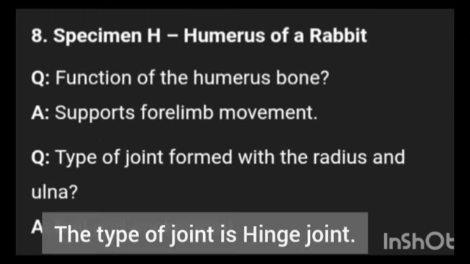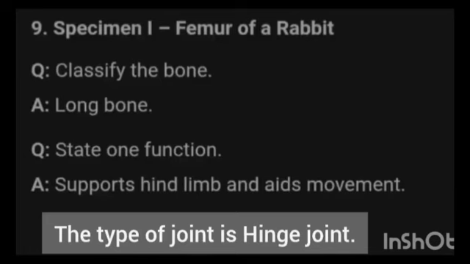Specimen H, the humerus of a rabbit. State the function of the humerus bone. It supports forelimb movement. Of course, you know it's a skeleton. The type of joint found with the radius and ulna is called the hinge joint. So we have to be very careful of spelling the hinge joint.